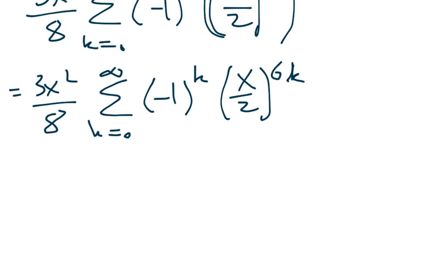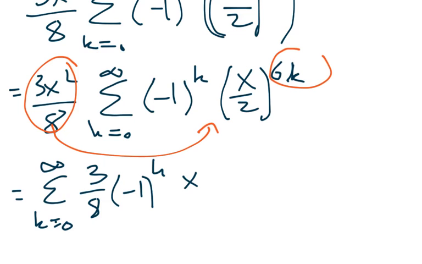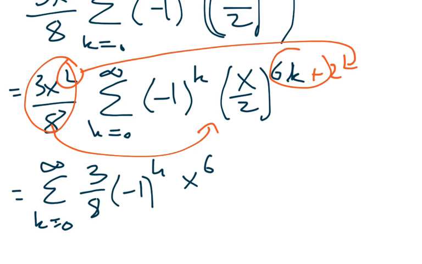Now, for Taylor series, we always want everything inside the series. So we're going to write this as the sum from k equals 0 to infinity. We have 3/8 minus 1 to the k. And then we have x to the 6k, well, plus 2 from this guy, right? So we have x to the 6k plus 2 over 2 to the 6k.